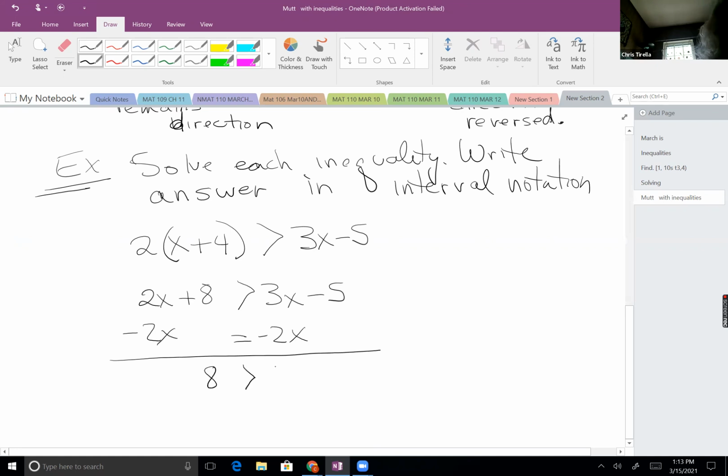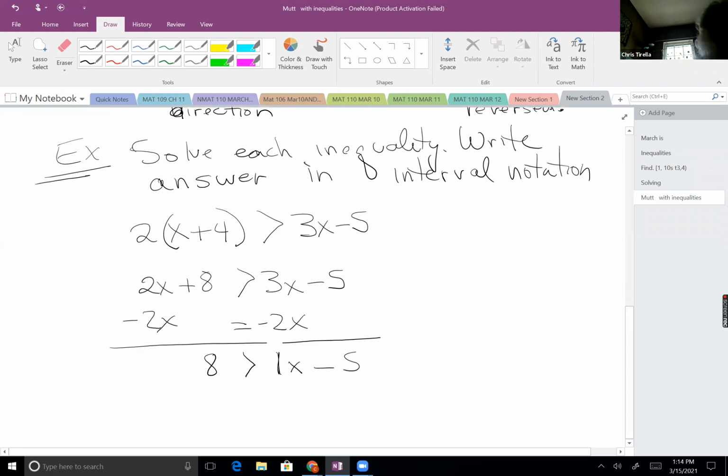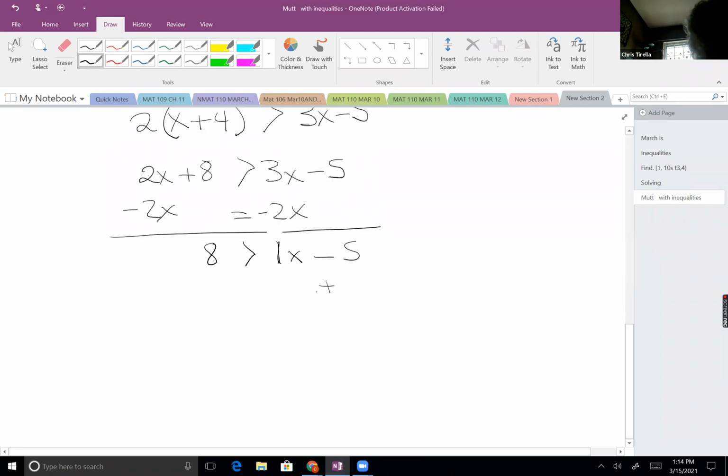So that gives me 8 is greater than 3. I'm sorry. Let's try that again. 3 minus 2 is not 3. 3 minus 2 is 1, minus 5. Now to get that x all alone, we'll add the 5 to both sides. And again, we're adding the same thing to both sides, so our inequality remains the same. So that gives me 13 is greater than x.